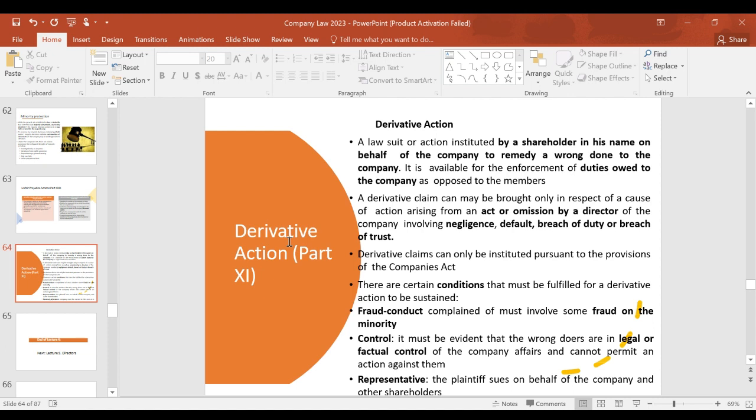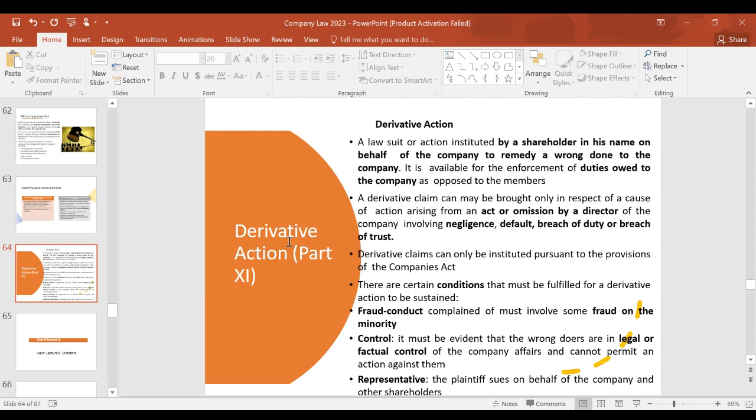So the Companies Act provides for several conditions that must be fulfilled for a derivative action to come, one of which is that the fraudulent conduct being complained of is done by the majority through their majority rule, and it's being done on the minority. So the minority, or one person, will bring the claim to court because the majority are in control. And of course, the second condition is control: those who are the wrongdoers, those who are violating maybe the articles of the company or any duty bestowed on them, must have legal or factual control. So there must be either legal or factual control against the minorities.